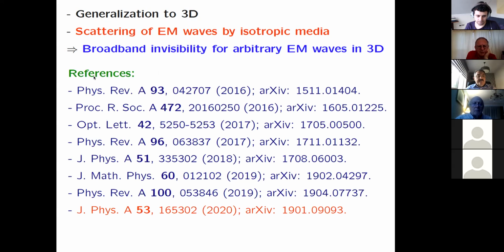This is the list of basic references. This red one is about electromagnetic waves. This is the first one, which has information about point scatterers. Okay, with that, I thank you very much. I think I'm over 3 minutes over.